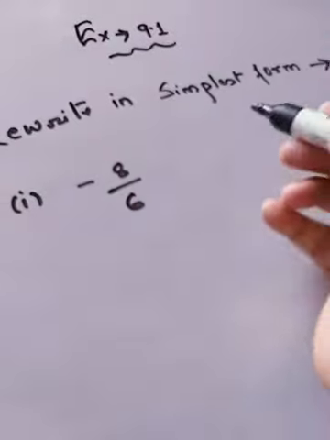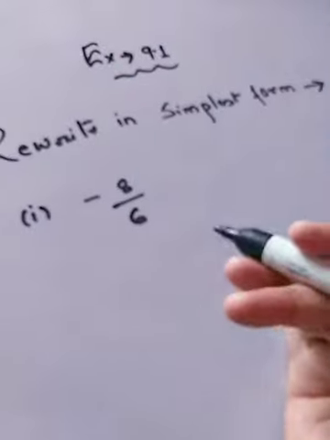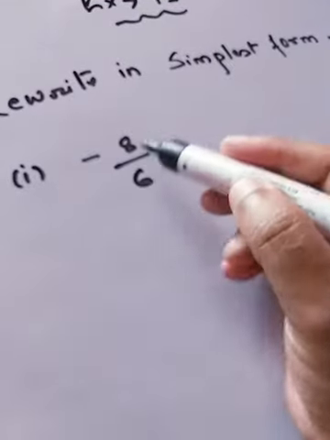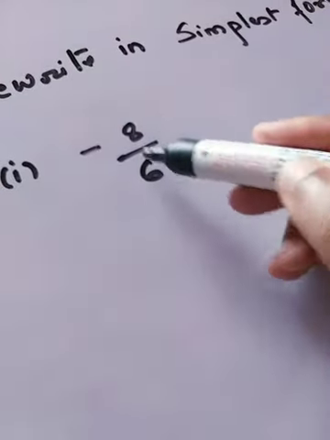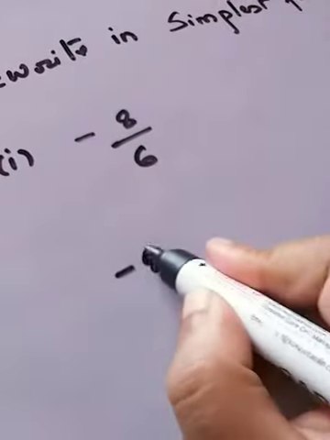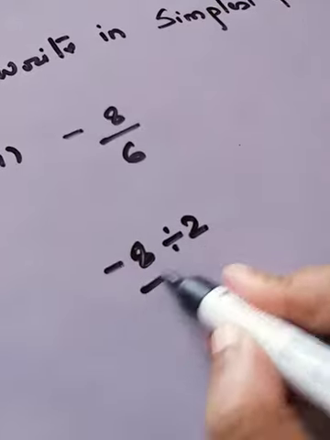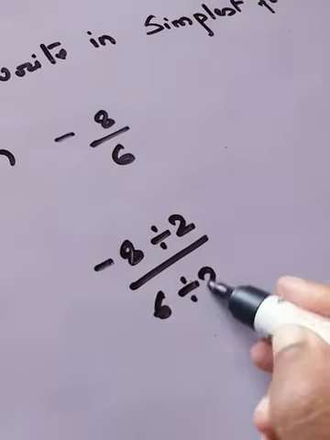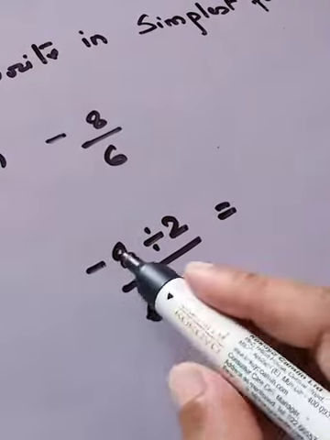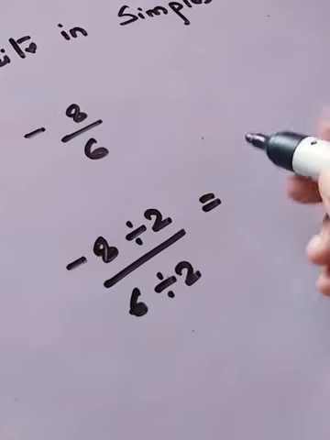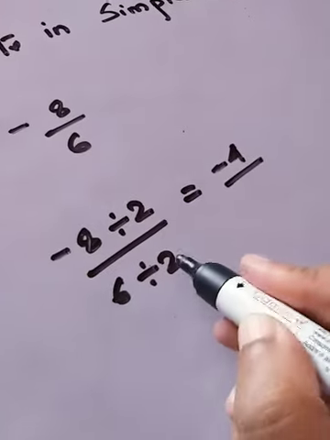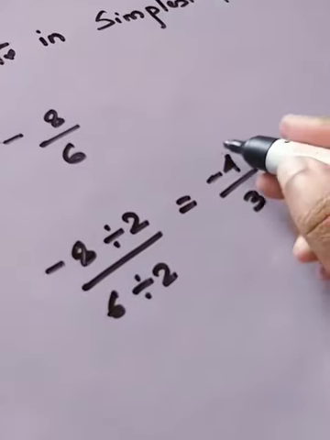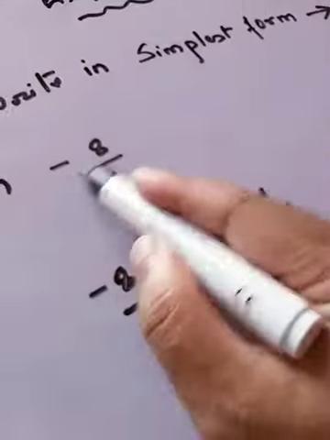Now you see, the meaning of simplest form is that you have to reduce it. Now how to reduce it? Now you see these two numbers are divisible by 2. So what you will do is divide both the numerator and the denominator by 2. So you will get the answer: minus 8 divided by 2 is what? Minus 4. And if you divide 6 by 2, the answer is 3. So this is the simplest form of minus 8 by 6.